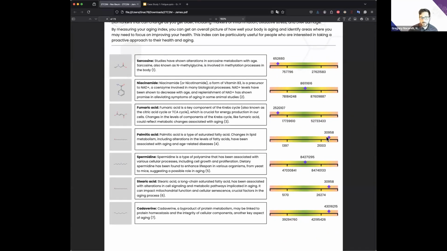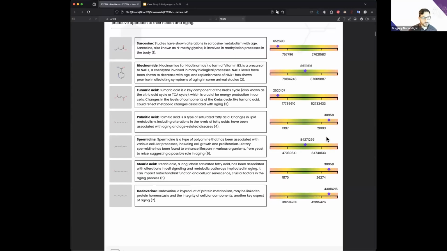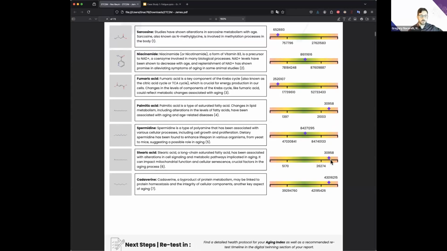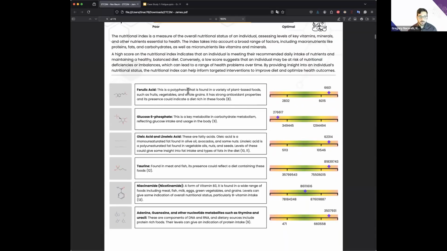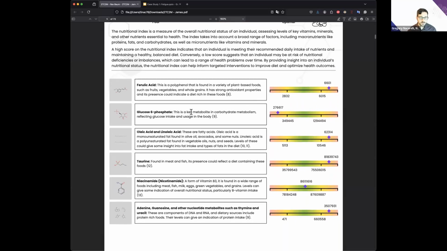So this being higher makes me think that there's some dysregulation going on there. We have elevated stearic acid, which is also a downstream byproduct of that pathway, or he could be consuming a lot of stearic acid in his diet. Nutritional index, so ferulic acid from polyphenol plant-based foods, that's actually higher end, so that's pretty good. Glucose 6-phosphate, so his body's going through glycolysis pretty decently.